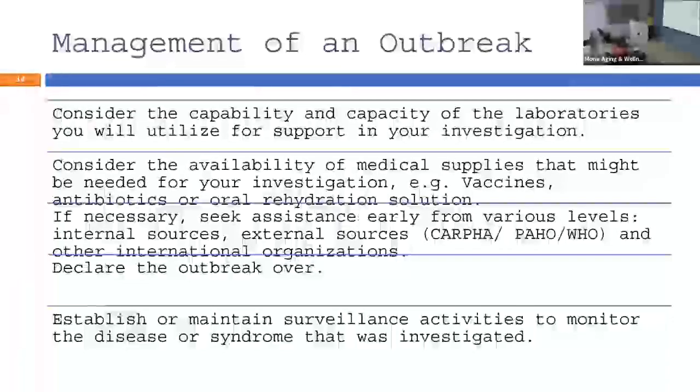If it's a gastroenteritis, we have to have oral rehydration salts. And if the country cannot manage, then we have to ask for help from external sources, international organizations. But certainly, when the outbreak is over, and it's usually when you have two incubation periods without any cases, then we can declare the outbreak over.